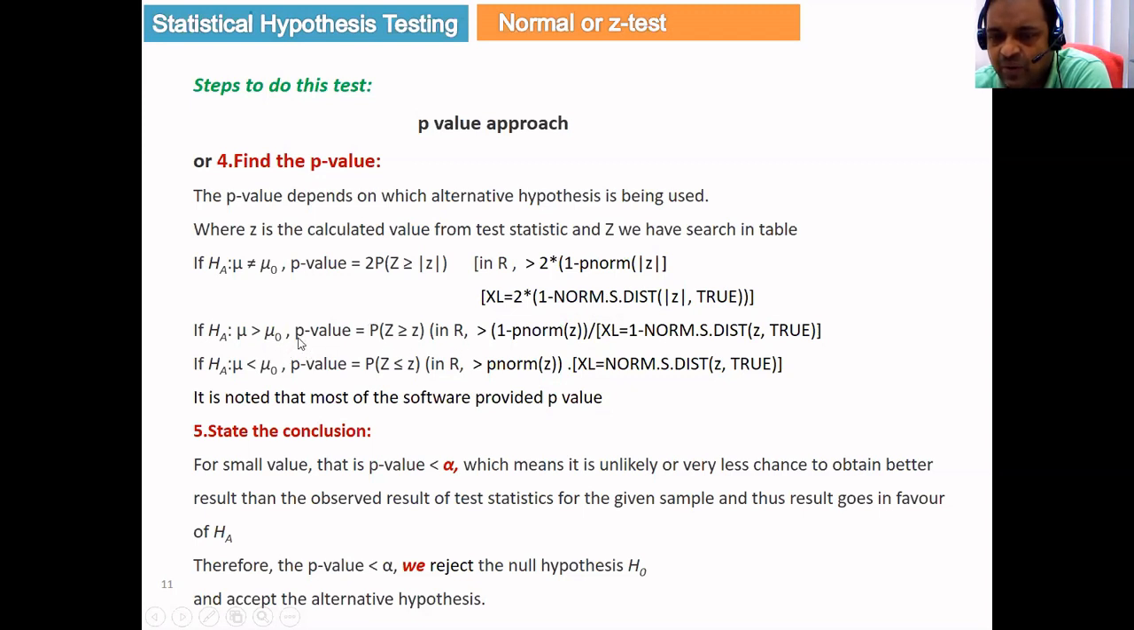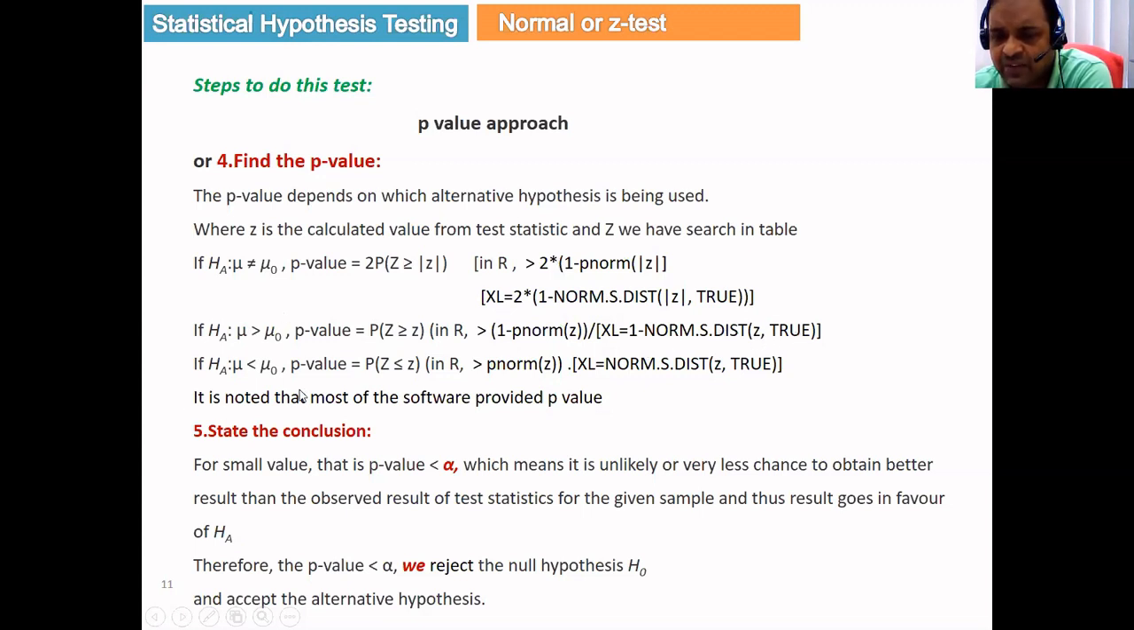And if it is a one-tail test, right tail, the p-value will be the probability that Z is greater than the positive value of Z that we got. In R we can find it like this: 1 minus pnorm of the value. Or in Excel, I can get it like this: 1 minus NORM.S.DIST of the value of Z, and TRUE.